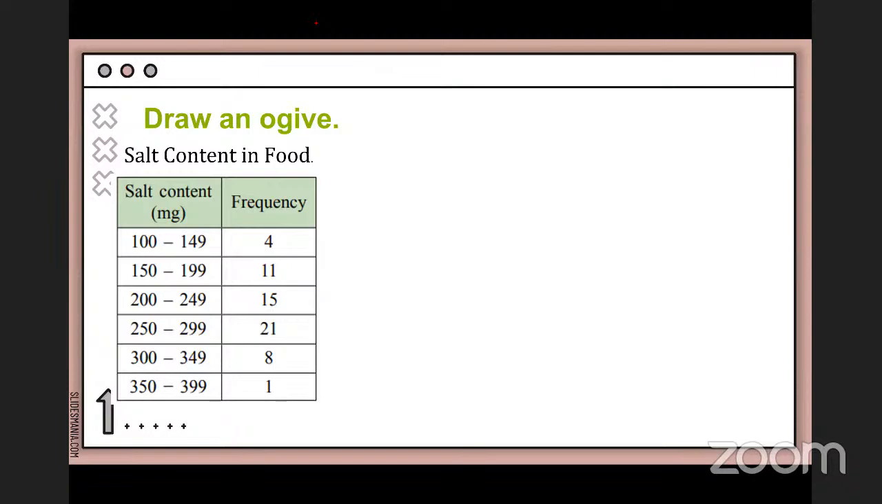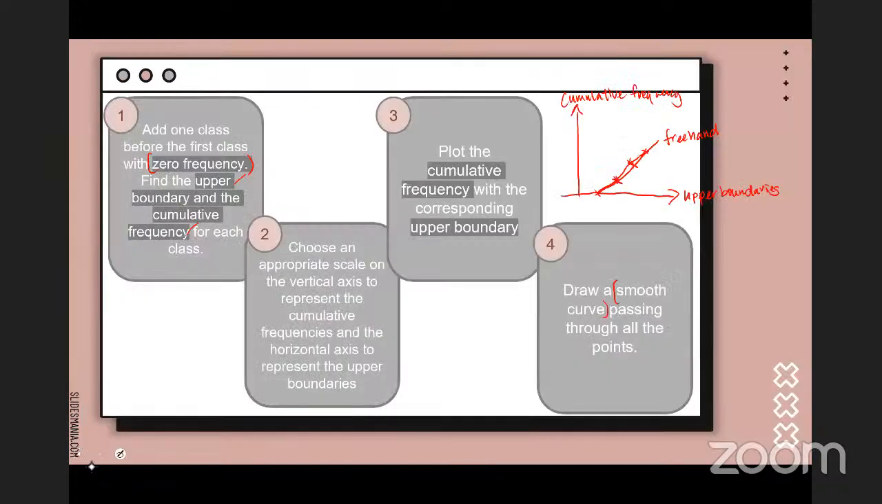Not really midpoint, because midpoint is not necessary in drawing an ogive. Just remember what I've taught you in the previous slide. So we can see that from here, if you want to plot the graph, then we will need cumulative frequency and the upper boundary, right? So these two are missing.